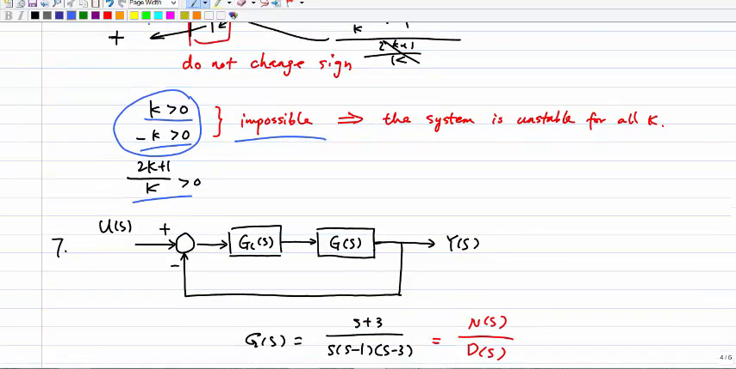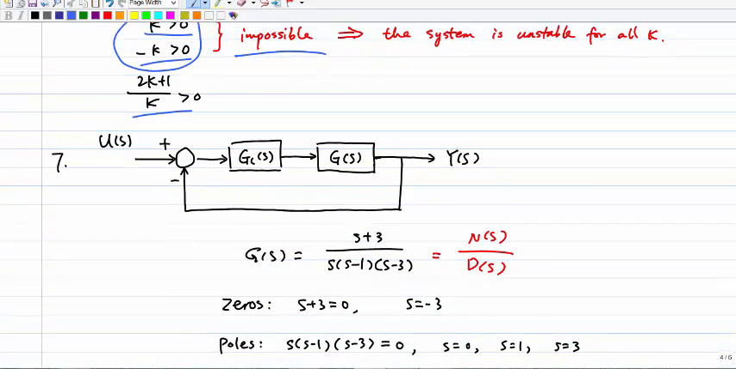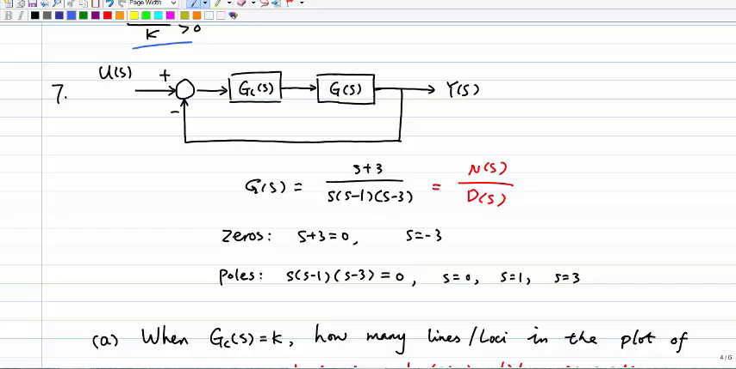So this is question number 7. So this question number 7 is about a root locus. You can also view the previous video if you have a question about how to draw the root locus. This can be a little bit more complicated.